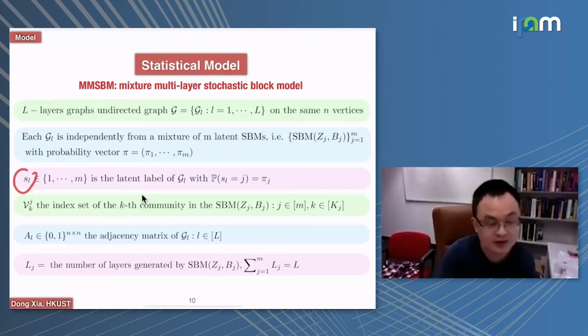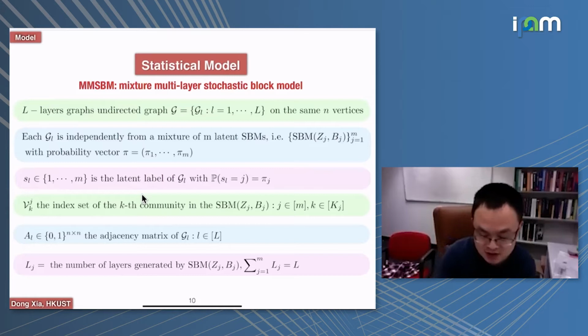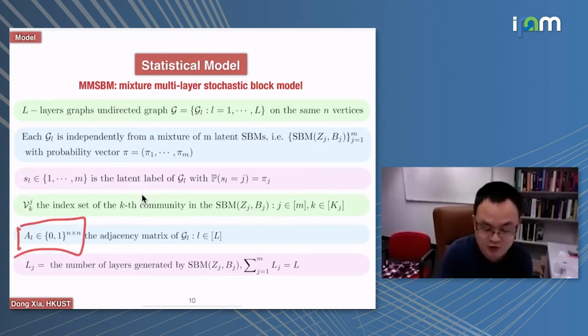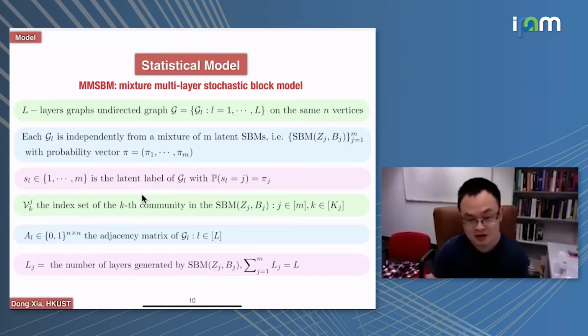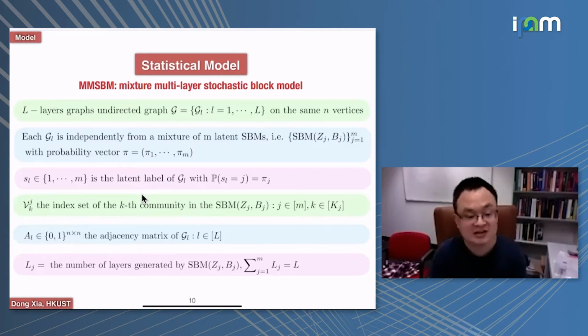In other words, the label can be any integer from 1 to n. Okay, and then of course we can denote some notation for the communities in each of these SBMs. Okay, and then we observe the adjacency matrices for each of these layers. In other words, we observe L adjacency matrices, like this. Now you can see, right? It is very natural to treat it by tensor method. Okay, so this is overall the model for this work.